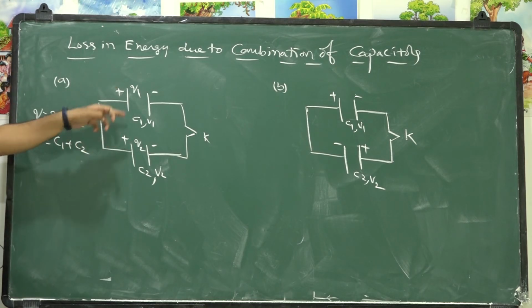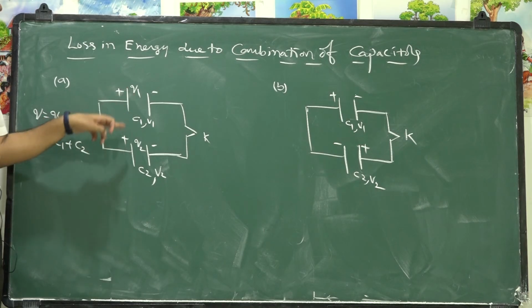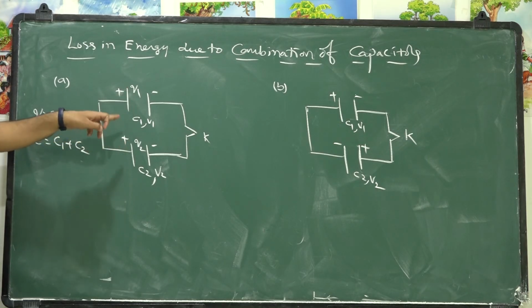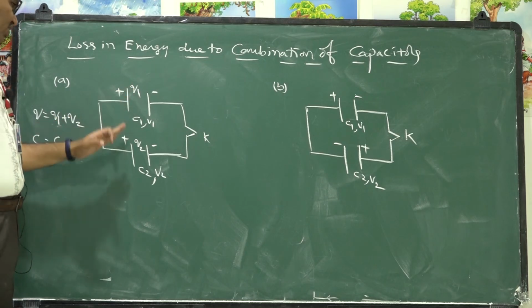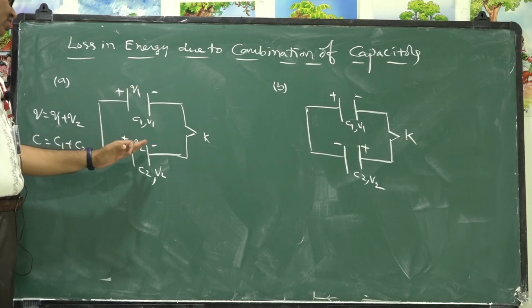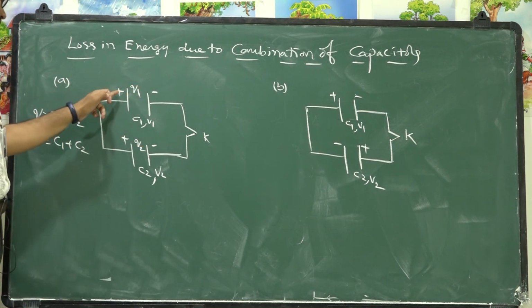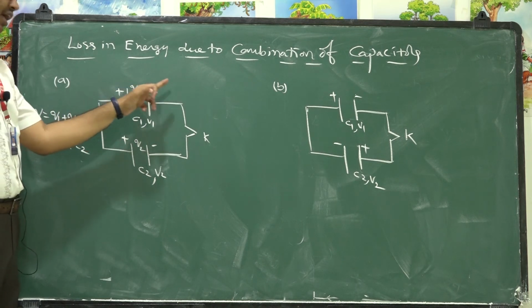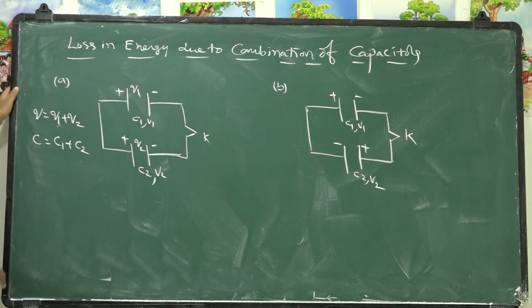They are not in series or parallel combination. Whenever we attach them to a cell, then only they will be in series or parallel combination. Here you should not think like that. We are just joining one charged capacitor with another charged capacitor such that positive terminals are joined at one point, negative terminals are joined at one point.